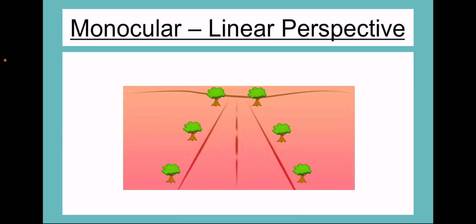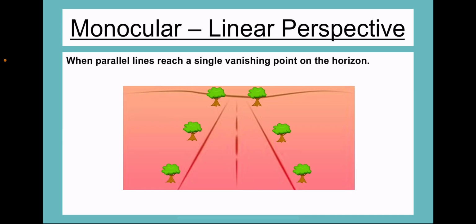Finally, we have linear perspective. So this is the idea when you have parallel lines that would normally run straight opposite each other. But in terms of an image, these two parallel lines normally will converge towards each other, and they will look to reach a vanishing point on the horizon, and they will slowly disappear. So that's your 4 monocular depth cues.